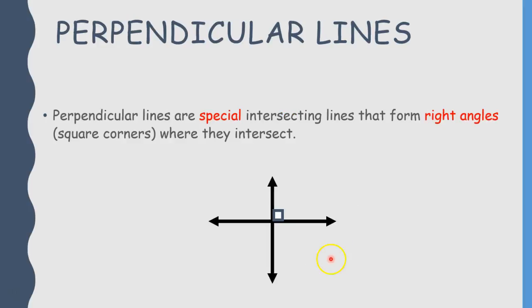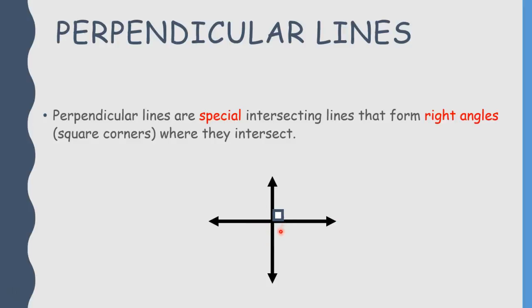Okay, so perpendicular lines are a special kind of intersecting lines because when they cross, they form that right angle like I showed you. They'll show you this little square, which means this is a 90-degree opening, and that means that these are called perpendicular lines. They're intersecting lines, but they're special intersecting lines because they form that 90-degree angle.